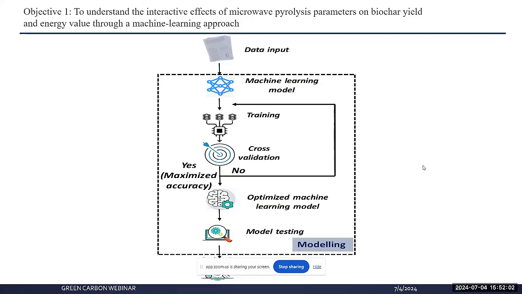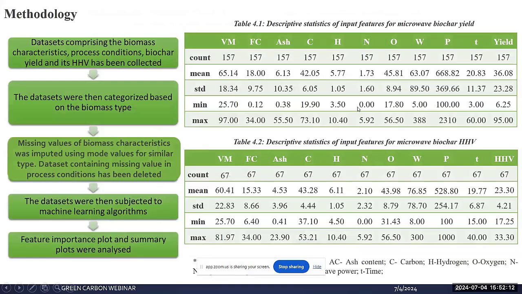Yeah, so we have carried out a machine learning study to understand the interactive effects of microwave parameters on biochar yield and energy value. This is the methodology part, where we have collected the data set comprising the different parameters of biomass composition and the microwave process conditions, and we have characterized the database into different biomass types. These data sets have been subjected to different machine learning algorithms like extreme gradient boosting, random forest, support vector machine, and so on. After this, we have analyzed the feature importance plot and the summary plot.